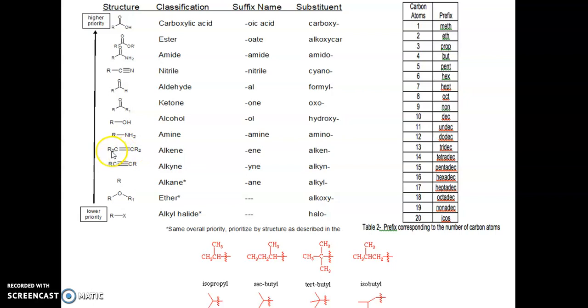Alkene compound. Okay, this is the alkene compound, the double bond compound. The suffix is -ene, and as a substituent it is termed alkenyl. Triple bond compound, that means alkyne. The suffix is -yne, and as a substituent the term alkynyl is used.